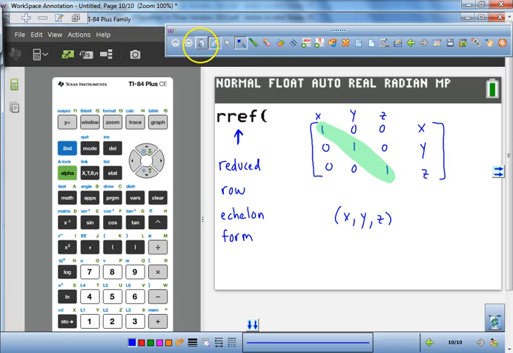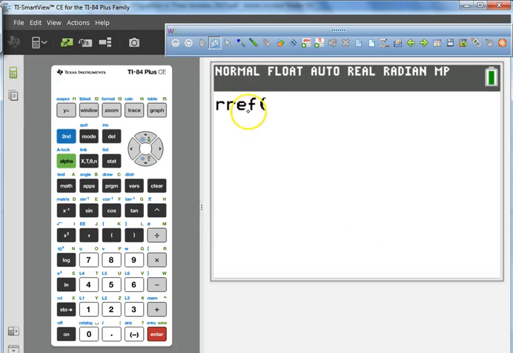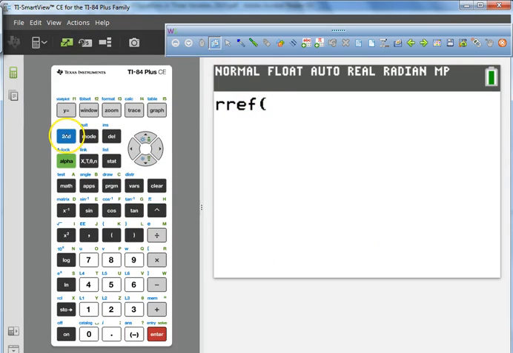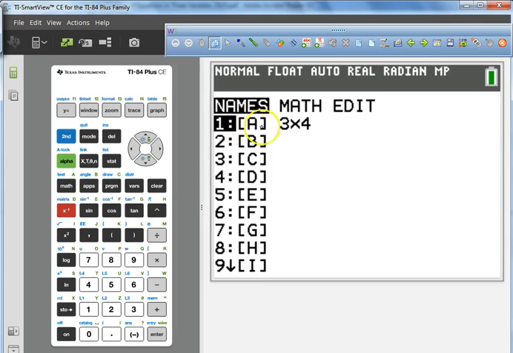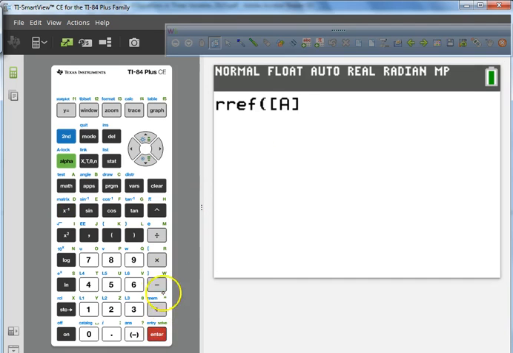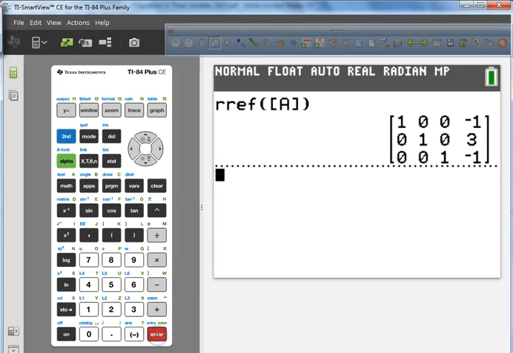So check this out. We are going to find what's called the reduced row echelon form of what matrix? Of matrix A. So how do we get matrix A? You hit second, matrix again, and you actually have to select number 1, which is matrix A. So I select it, I close the parentheses, and then I press Enter.